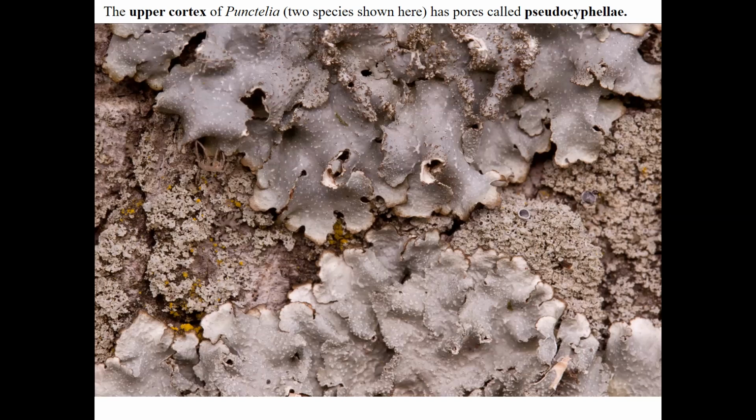Do notice the isidia, and also notice that the margins of this lichen, notice please the pseudocyphellae. So those little speckles. This is sometimes called rough speckled shield lichen. The rough part is the isidia. The speckles are the pseudocyphellae. It's a big important genus, really easy to recognize in the field, and now you know.